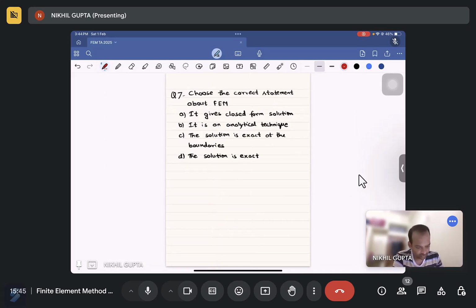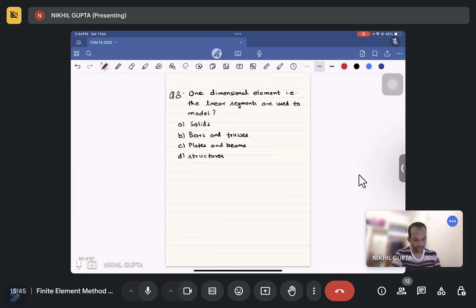Now the correct option. I think this is the same as the previous question. Choose the correct statement about FEM. It gives a closed form solution? No. It is an analytical technique? No. C, the solution is exact at the boundary? No. So this is a simple question. No problem.